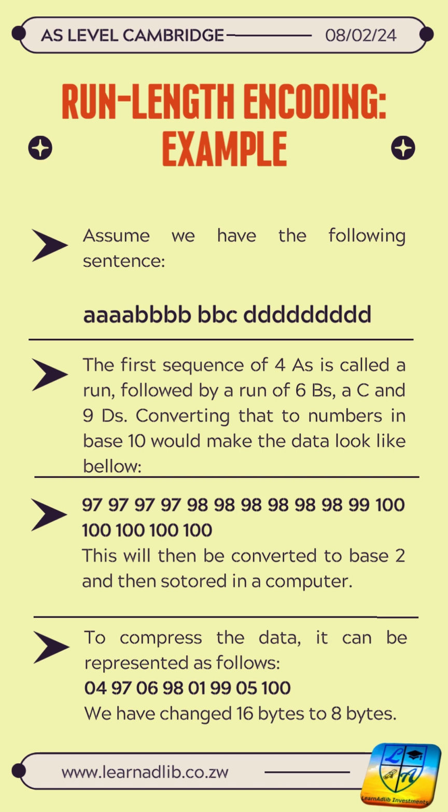And then when we store that description, we are saying a series of A's that are occurring one after another is called a run. A series of B's that are occurring one after another is called a run. A single C there is a run. 9 D's are a run.